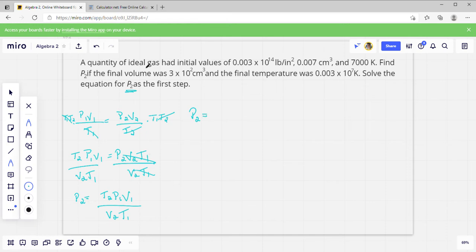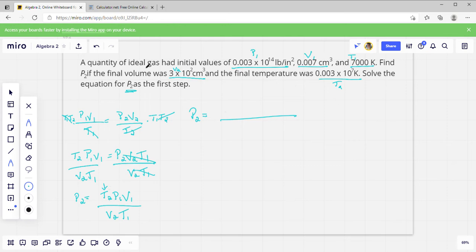So pressure 2 equals, alright, I need temperature 2. Okay, so right up here, let's label these. That's my pressure 1. Okay, this is going to be my volume 1, and that's going to be my temperature 1. And then this one is going to be my volume 2, and this one is going to be my temperature 2. All right, on the top of my fraction, I need T2, temperature 2, so that's this one.